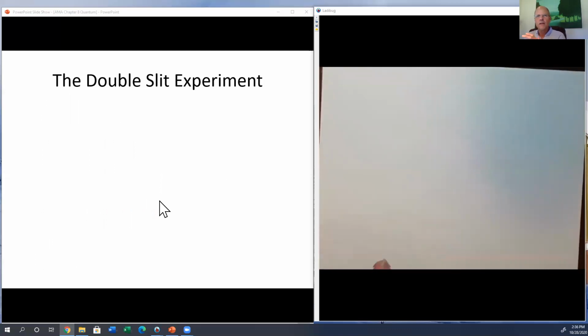So hopefully this won't go too quickly for you, but if you have questions, just stop me, okay? We're going to do the double slit experiment with waves, so we see how waves behave when they go through a double slit. We'll do the double slit experiment with particles, so we see how particles behave. And then we'll do the double slit experiment again with electrons, so we see how electrons behave, okay?